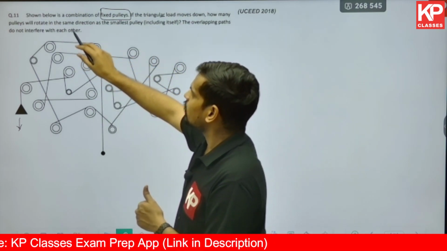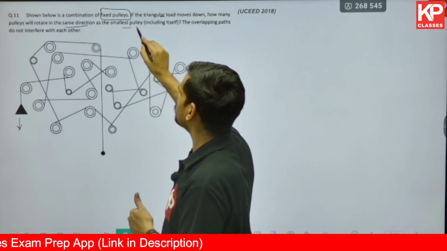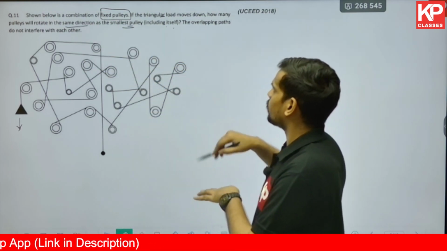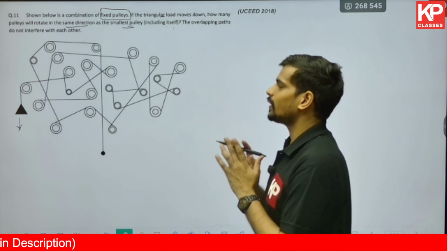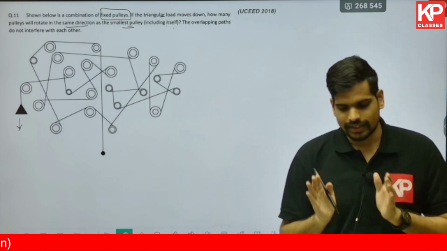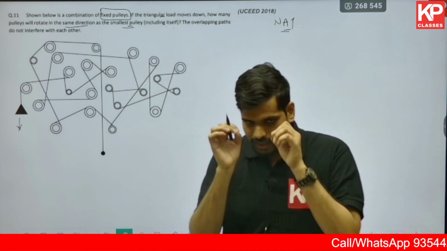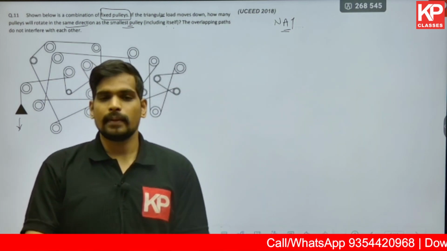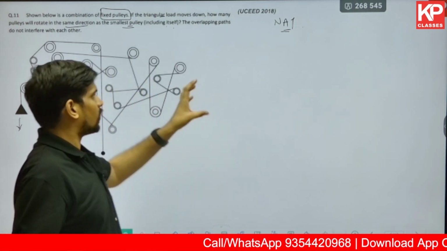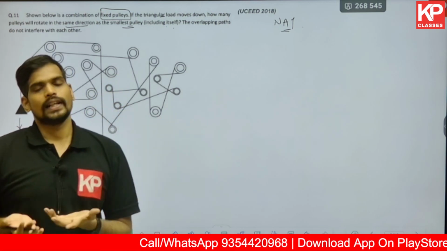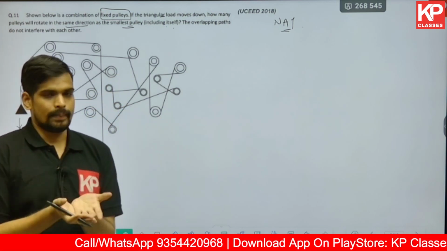How many pulleys will rotate in the same direction as the smallest pulley, including itself? The overlapping paths do not interfere with each other. So the question is a numerical answer type question. In a numerical answer type question, there has to be a numerical value for the answer. It can be in decimal values too, but here, because they're talking about the number of pulleys, obviously it will not be in decimal points. The answer will be a whole number.